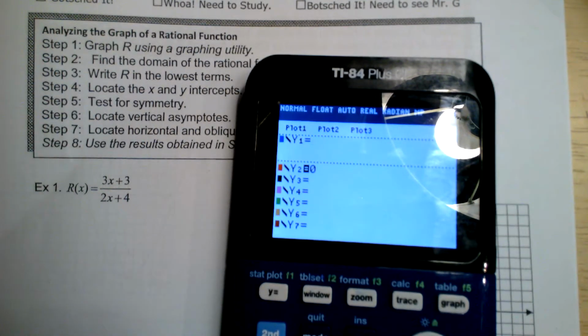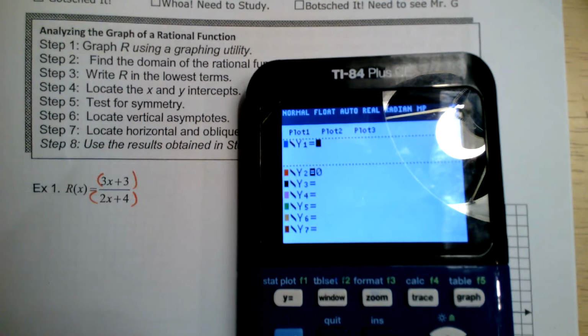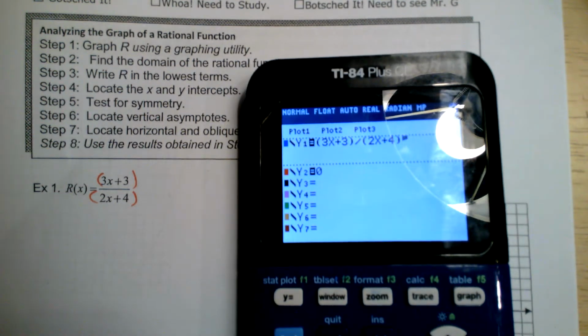Now you have a couple ways that you can do this. Number 1, if you're going to graph this using your calculator, please put parentheses around your whole numerator and whole denominator. If you have multiple terms, binomials, trinomials, what have you, use parentheses above the 8 and the 9. So I have parentheses 3x plus 3, close it, divided by parentheses 2x plus 4, close it. I would also have y2 is 0.